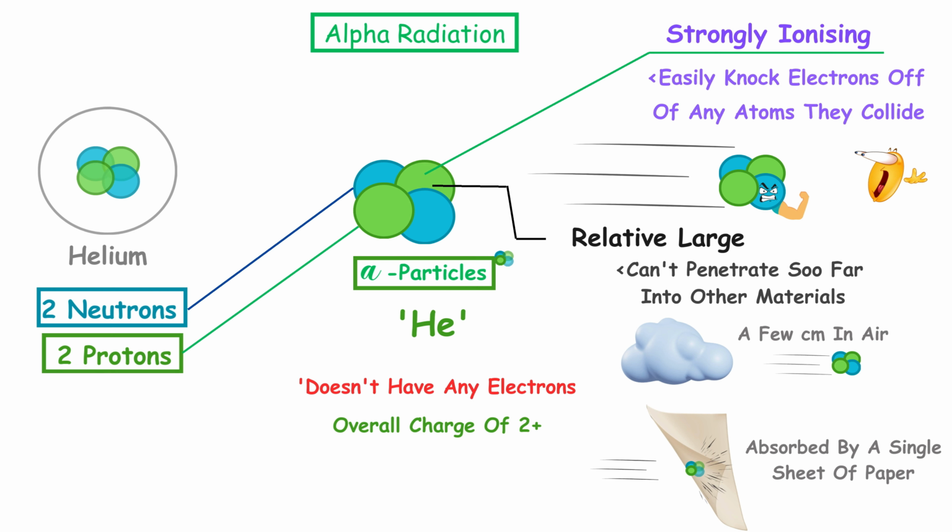Because they're relatively large, they get stopped easily by collisions with molecules, so they can't penetrate far, only a few centimeters in air, and are blocked by a single sheet of paper. However, their large size and strong charge make them highly ionizing, meaning they can easily knock electrons off atoms.